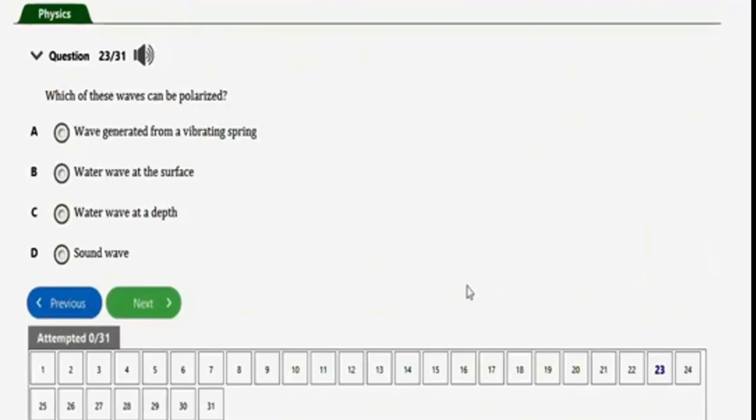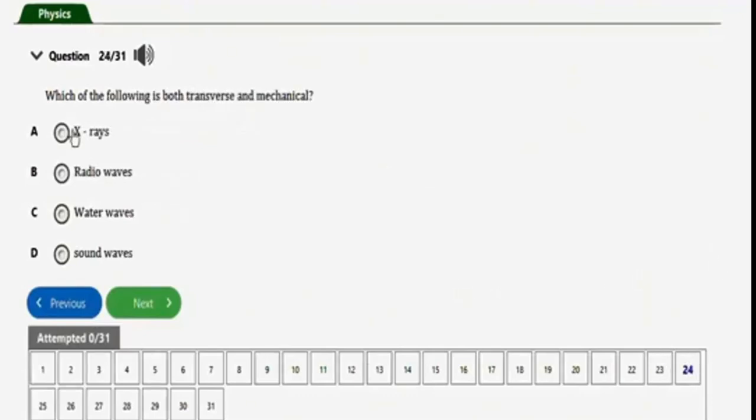Okay, so let's go to the next repeated question, which is this one. It says which of the following is both transverse and mechanical? So guys, the correct option to this question is option C, water waves. So water waves are both transverse and mechanical. Alright, so let's go to the next one, which is this question.